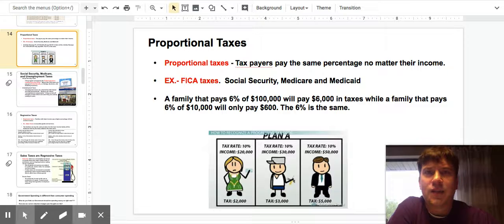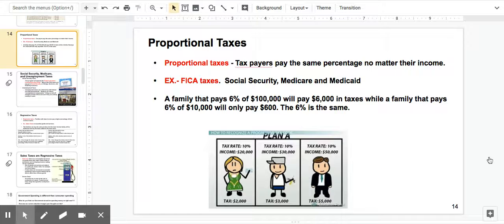All right. As for the fun part, proportional taxes. Starting here with proportional taxes, remember, guys, we talked before about how these are taxes where people simply just pay the same percentage. So taxpayers pay the same percentage no matter their income. The example on the slide is that a family that makes $100,000 a year pays 6% in tax, and that equals $6,000, while a family that makes $10,000 a year will only pay $600 for that same 6% tax.